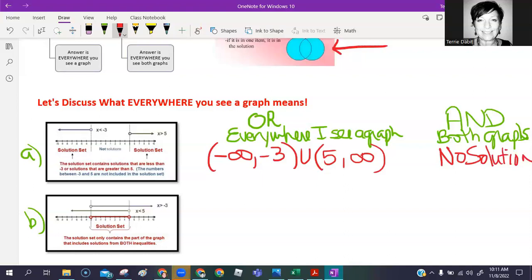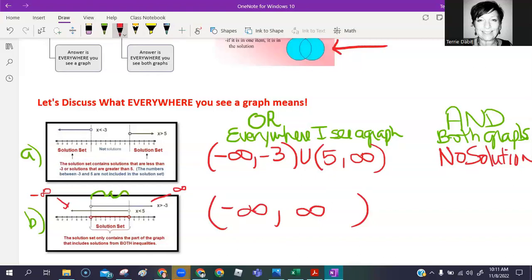"Or," everywhere I see a graph. Well, I got an arrow right here taking me all the way to negative infinity. I've got an arrow right here taking me all the way to positive infinity. So therefore, everywhere I see a graph is negative infinity to infinity. You only have to see one line for your ORs. Okay, and if I'm doing "and," the only place where I see both graphs is right here. They're on top of each other.